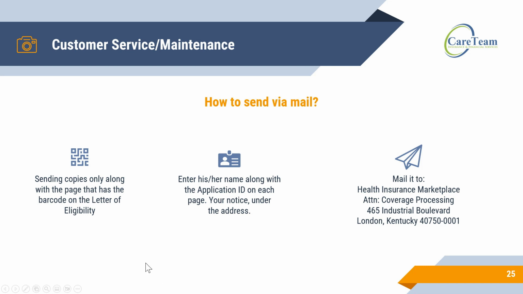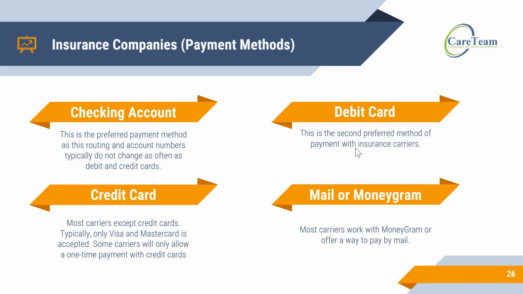So if they're going to send it by mail, inside of the eligibility result that they're going to get, there's going to be a page that has a barcode. Have them enter his or her name along with the application ID on each page that they're going to send, and then they're going to mail it to the health insurance marketplace at this address here. And all this information is included in their eligibility result as well.